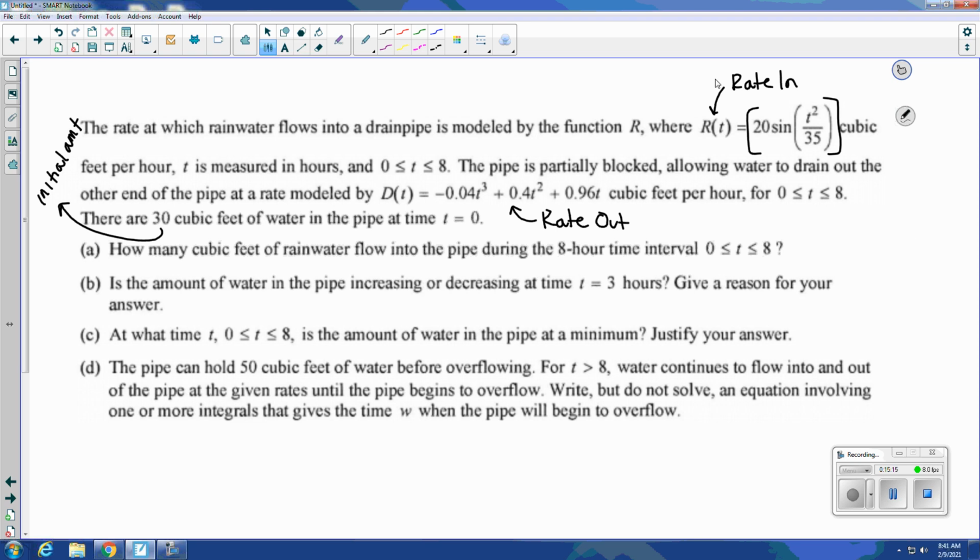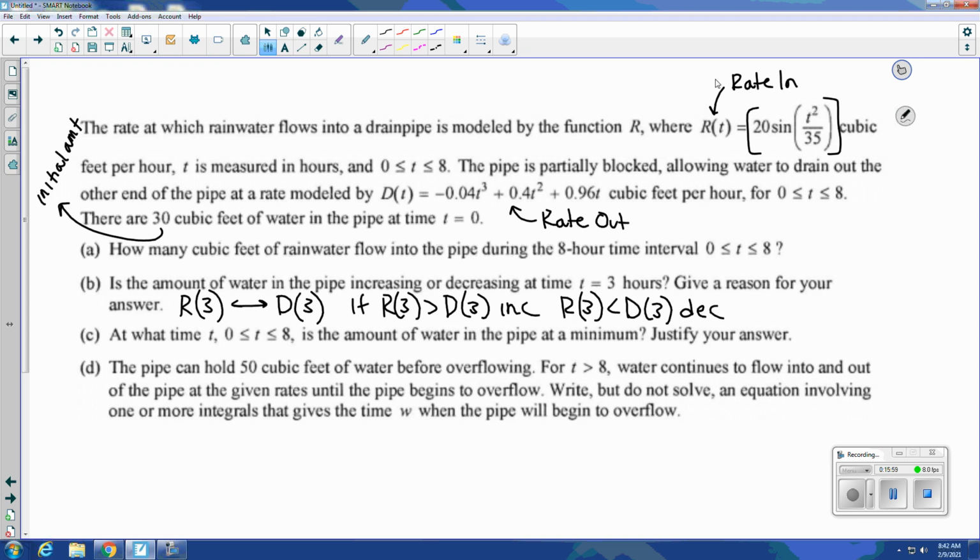Is the amount of water in the pipe increasing or decreasing at time t equals 3? Give a reason for your answer. All right, so is it increasing or decreasing? Well, this is at a specific time, so we don't need to look over some interval. So at 3, here's what we're going to do. Well, what's the rate that it's going in at time t equals 3? And what's the rate at which it's going out at time t equals 3? And then we want to make a comparison between these two. If r of 3, whatever that value is, is greater than d of 3, then we'd say it's increasing. If r of 3 is less than d of 3, then we would say it's decreasing. So that's your analysis, and there's your reason.